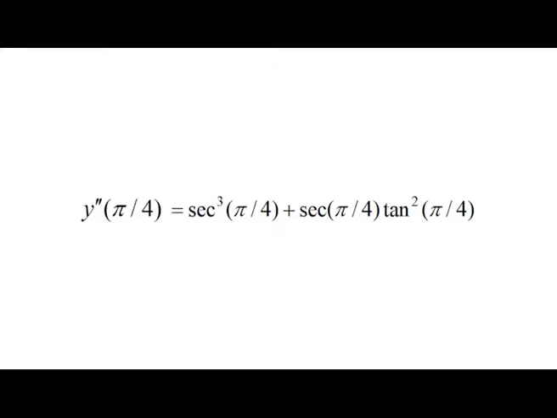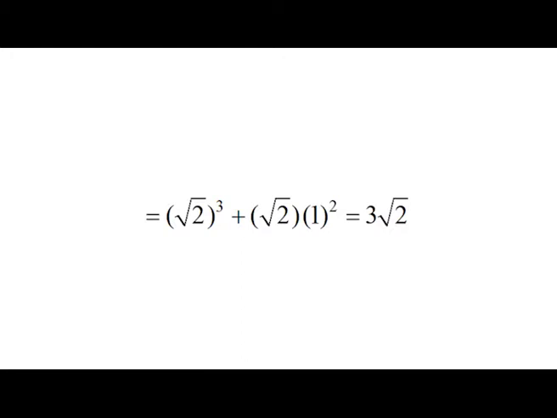Now, the value of the second derivative of y of x equals sec x at x equals pi by 4 is obtained by putting x equals pi by 4 in y2 dash of x, which gives y2 dash of pi by 4 equals sec cube of pi by 4 plus sec of pi by 4 into tan square of pi by 4, that is the same as root 2 all cube plus root 2 into 1 square, same as 3 into root 2.